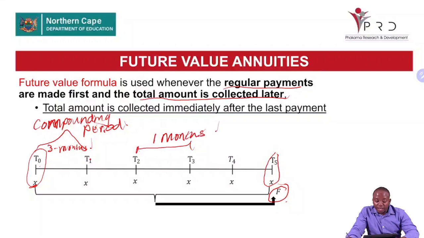Now, we're going to take a break and we'll come back to discuss the future value annuities examples.